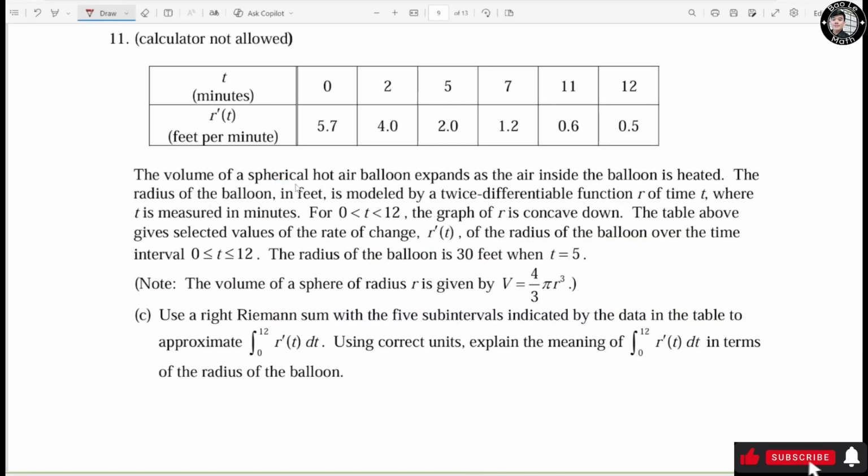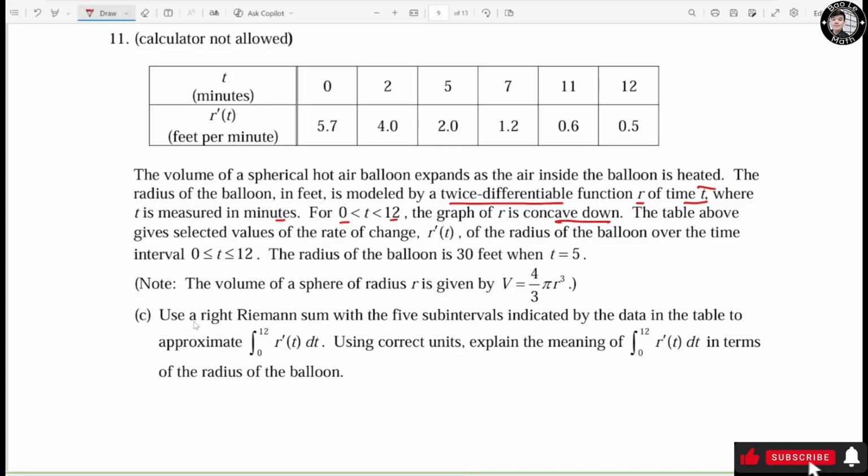The volume of a spherical hot air balloon expands as the air inside the balloon is heated. The radius of the balloon in feet is modeled by a twice-differentiable function r of time t, where t is measured in minutes. For t between 0 and 12, the graph of r is concave down. The table above gives selected values of the rate of change of the radius of the balloon over the time interval 0 to 12. The radius of the balloon is 30 feet when t equals 5.